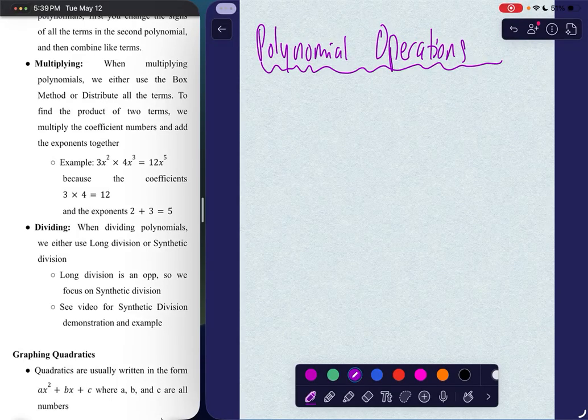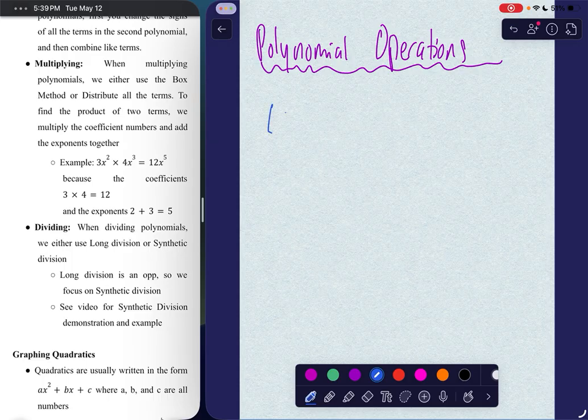All right, now let's talk about multiplying and dividing polynomials. So with multiplying, we either want to distribute all the terms to each other or use the box method. So let's talk about distributing first, because I think a lot of us seem to like that method more.